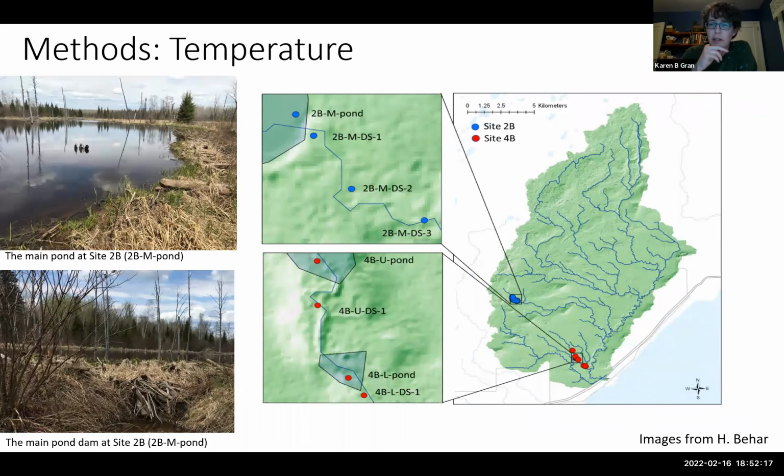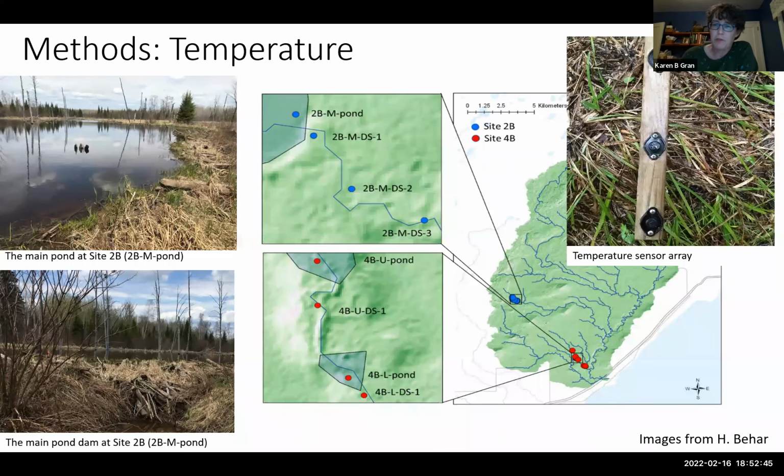So the other temperature-related research was done by Hannah Behar for her master's thesis. Hannah studied 3 of the beaver complexes in 2 of our study basins. So we have site 2 up here and site 4 down here. And there are 2 different ponds in site 4. And apologies for the B versus C notation. We were still calling these beaver sites versus treatment sites rather than control versus treatment. So 2B is 2C.